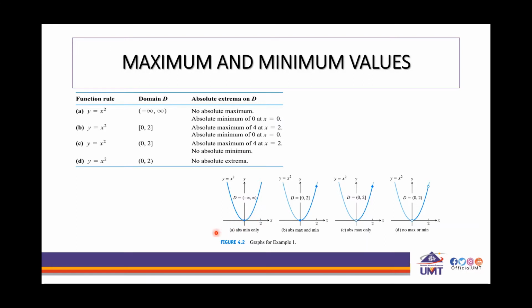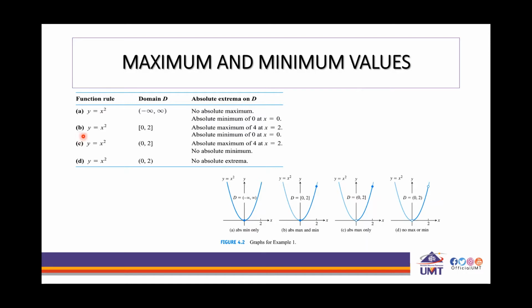Sebab it can't go through the negative infinity area. Okay, the area around negative infinity, this graph cannot go, right? But for the infinity, this graph can go as far as it can go, right? So that's why this graph has no absolute maximum, all right?